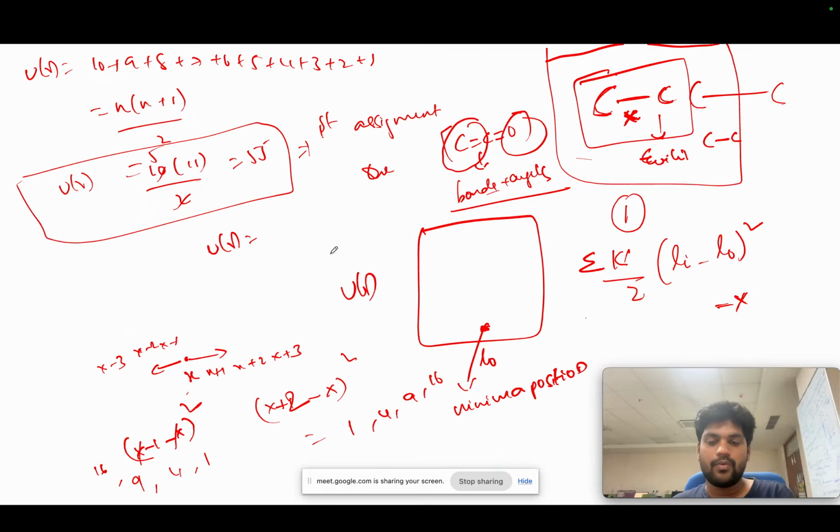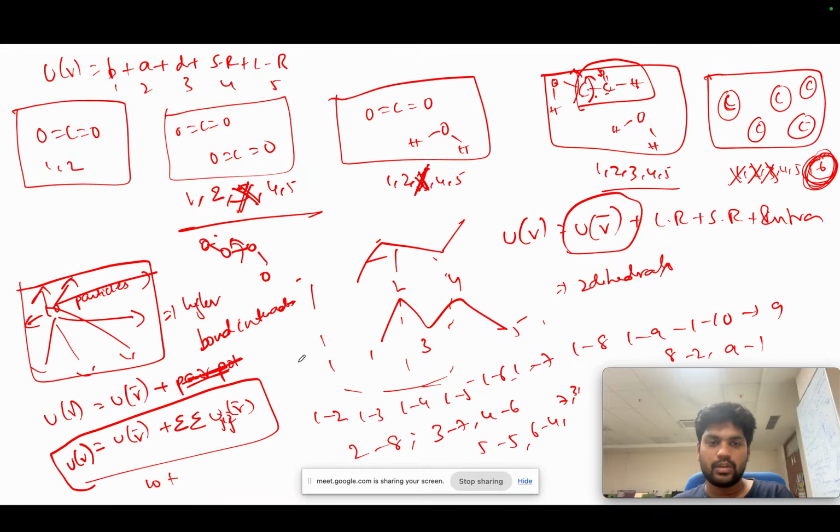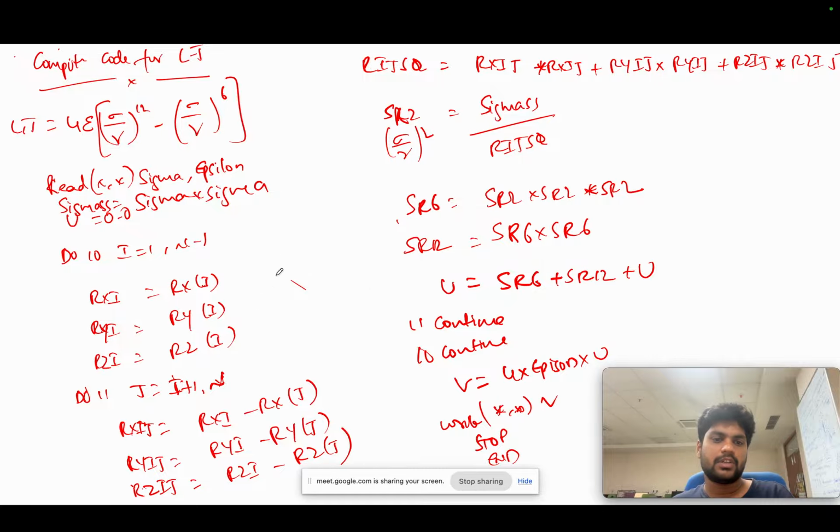You understood, right? The way we have done the calculations of bonds, the same way we are doing the LJ potential also. Any doubts in this equation? This is for one system. You need to do it for all of them that way. That's why you are using the loop, right? Any questions regarding this?